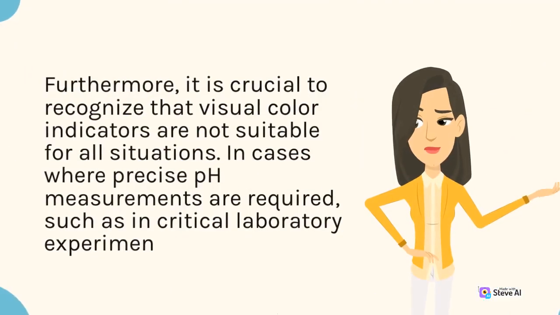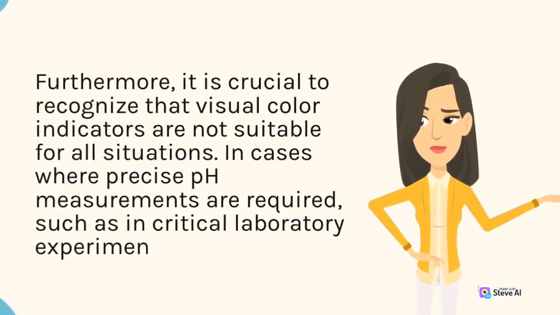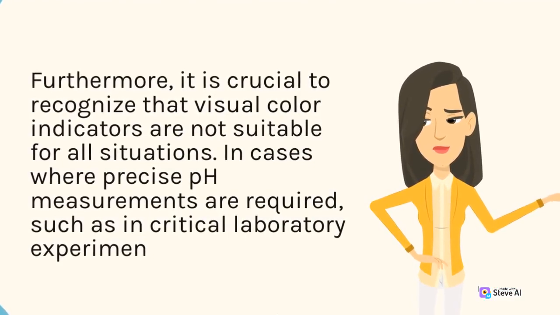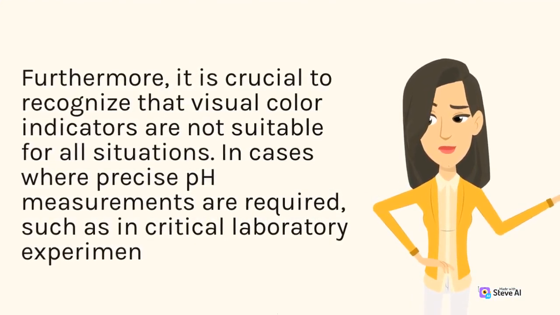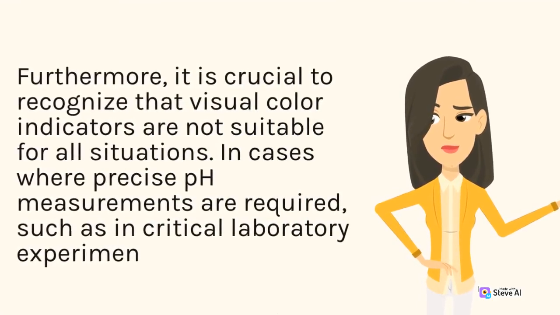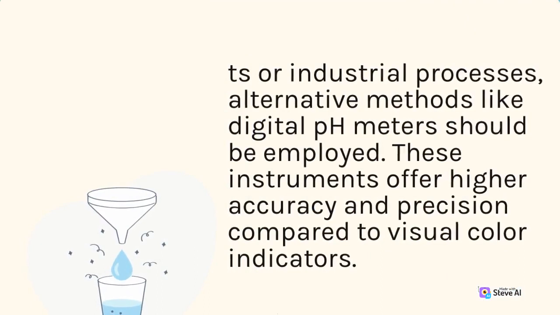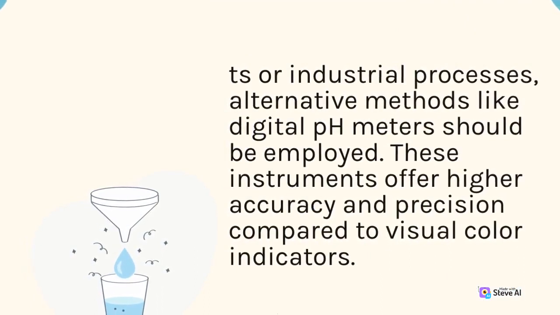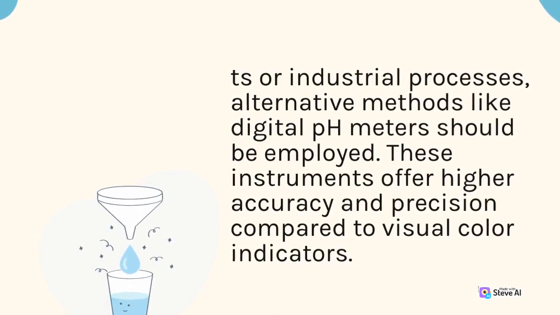Furthermore, it is crucial to recognize that visual color indicators are not suitable for all situations. In cases where precise pH measurements are required, such as in critical laboratory experiments or industrial processes, alternative methods like digital pH meters should be employed. These instruments offer higher accuracy and precision compared to visual color indicators.